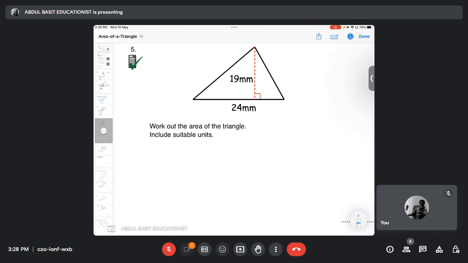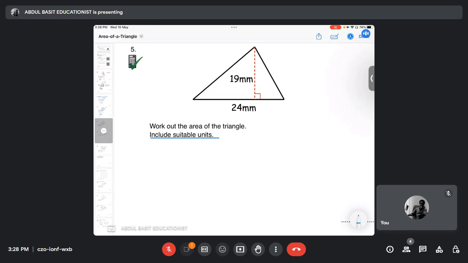Sir, I got the answer. What is the answer? 228 centimeters squared. No, it's not centimeter squares. It's millimeter square, sir. Sorry, sir. Yes, that is the reason they say to include suitable units.